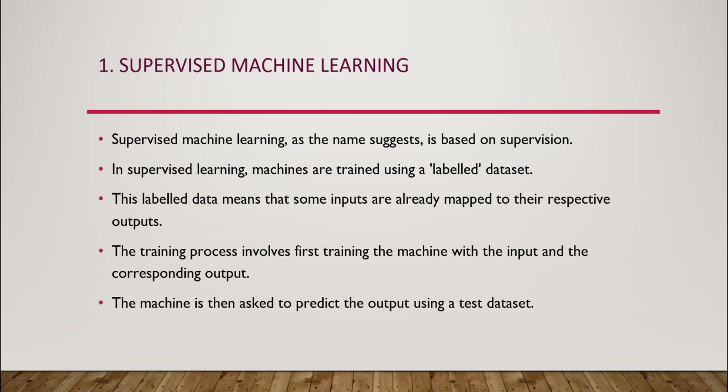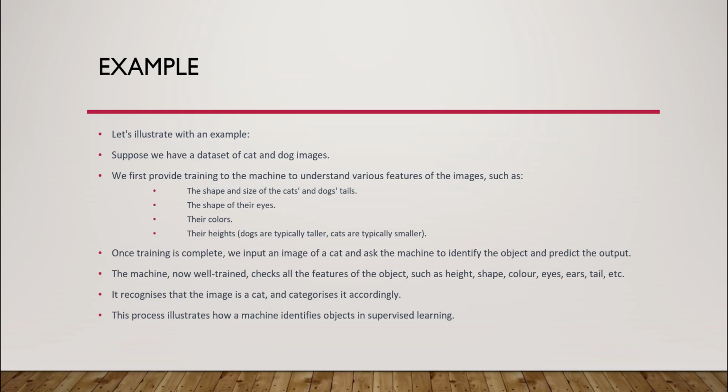So what you have learned is, in supervised machine learning, you have the training data and the testing data. The training data is the labeled data, which means that in supervised learning we are actually giving the model a labeled data set. Okay, so let's take an example. Let's illustrate with an example.